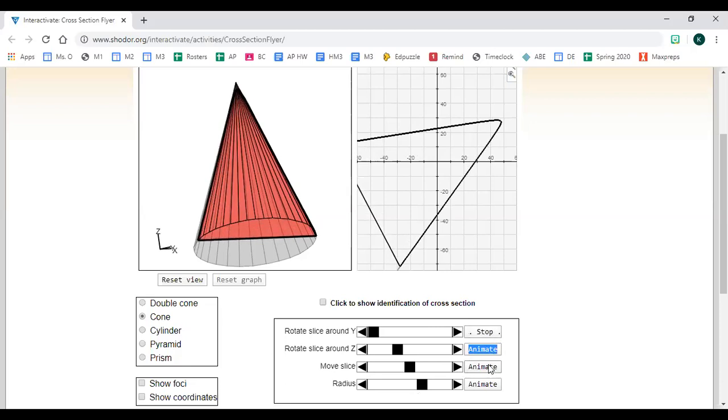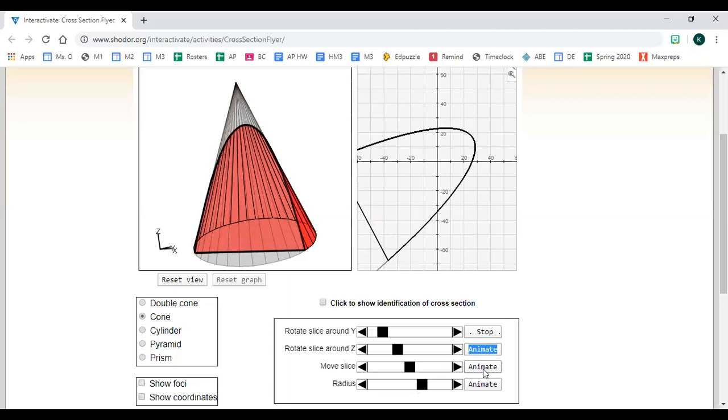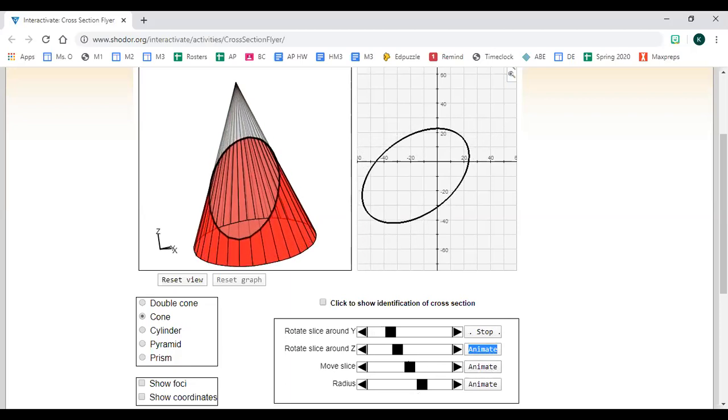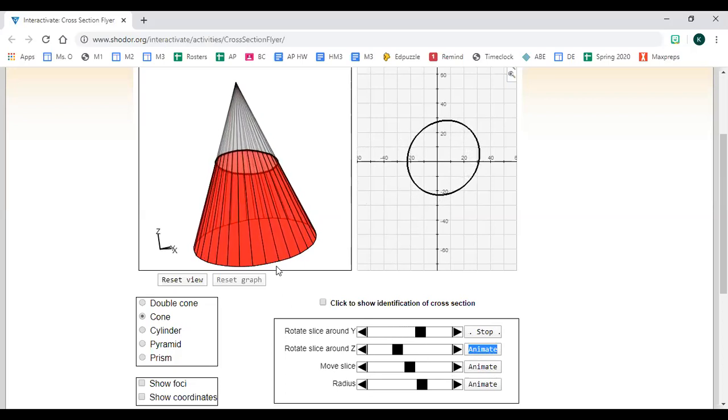All right, and then you can animate so it shows you. Pretty cool website if you want to check it out. And look, you can even get to an oval in there for your cone. So you just have to be able to visualize. Let me get back to our presentation.